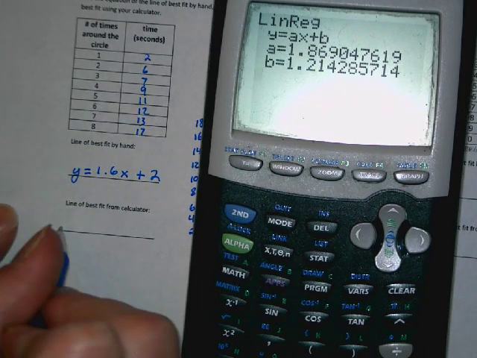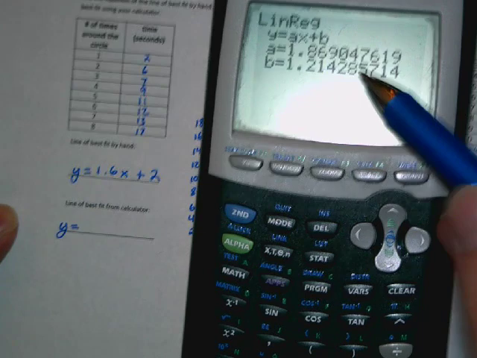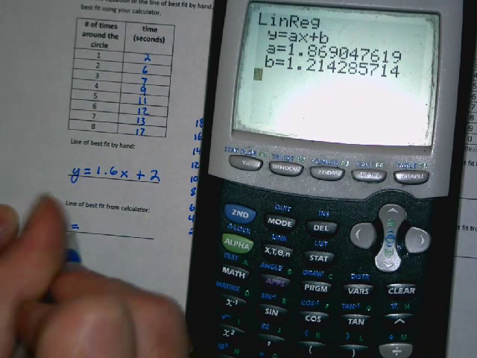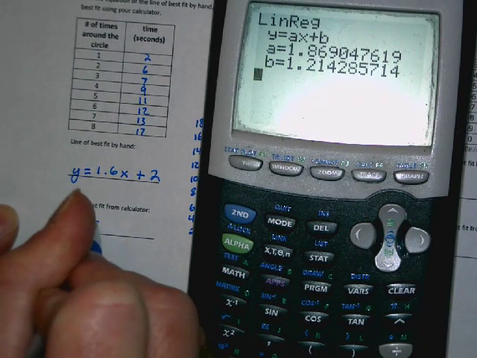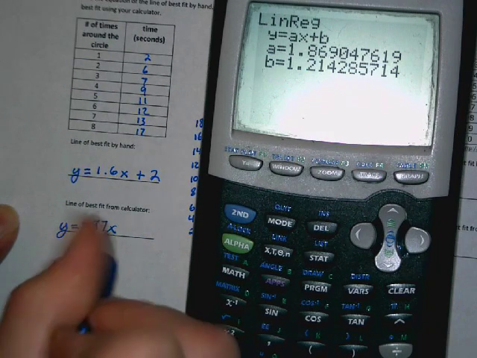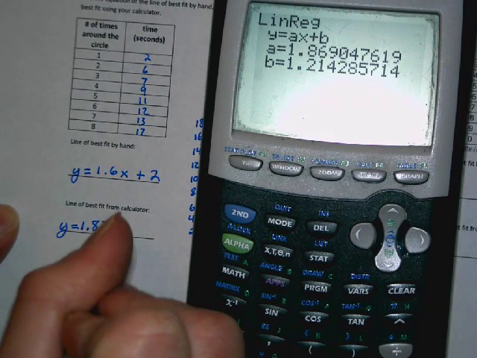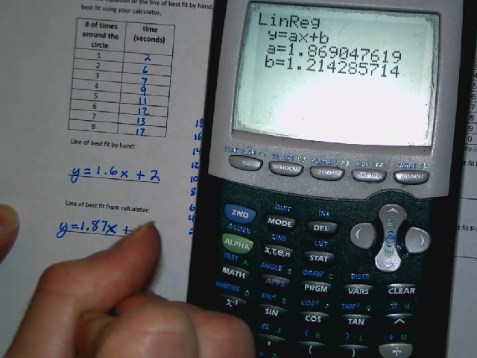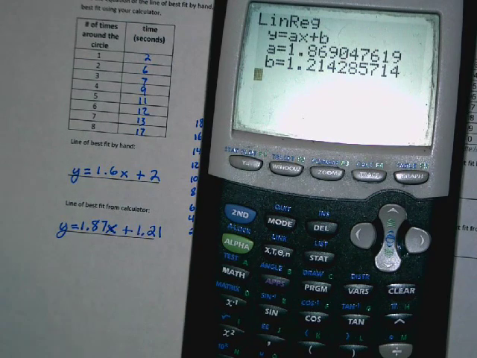So A is the same thing as M, it's your slope. So that means we have y equals 1.87, we'll round that to 1.87x plus 1.21. So there is the exact equation of the line of best fit for that data.